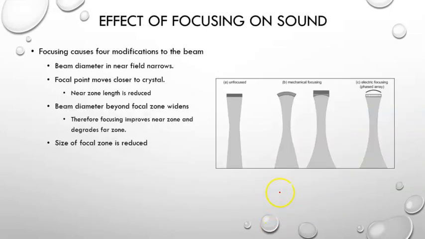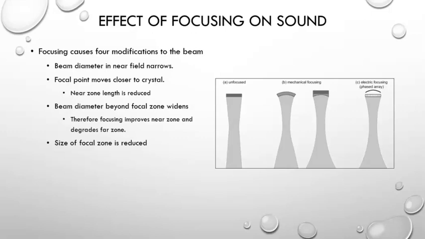So here's a pictorial demonstration of that same thought. We have the unfocused flat crystal, the internally focused curved crystal, a crystal with an acoustic lens placed over the front of it, and an electronic phased array transducer. So we have these different modifications to the beam.